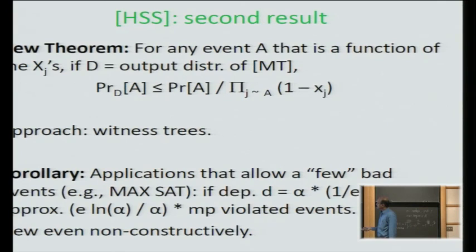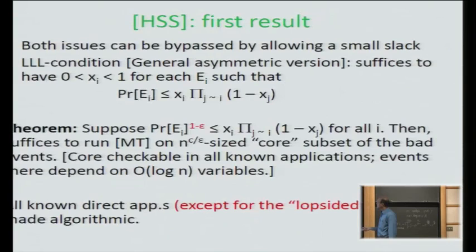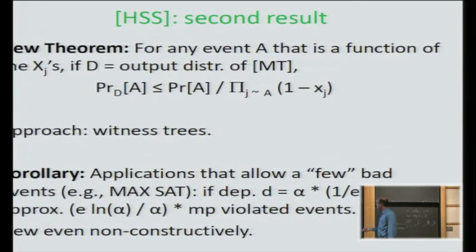It's at most the unconditional probability of A divided by the product over all the events Ej that A depends on of 1 minus xj. And what are these xj's? These are the numbers from this condition. So your LLL application requires something like this. If it satisfies this, or a stronger version like this, take these x values and you can show for any Boolean function that the probability that it happens in the output of Moser Tardos is not much more than its unconditional probability. The proof is by the witness tree argument that Moser and Tardos come up with, which I'll focus on.